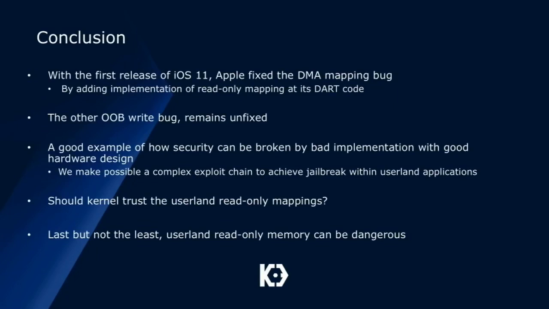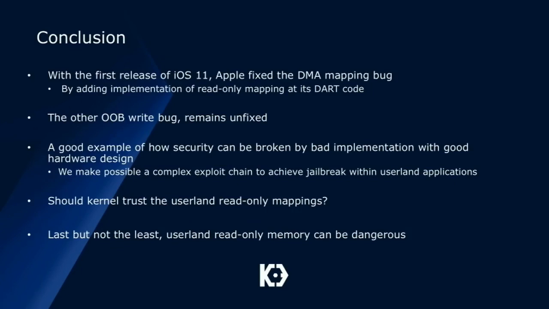So with the first release of iOS 11, Apple actually fixed the first bug, which is the DMA mapping bug. And it is actually fixed by adding the implementation of the read-only mapping at its start code. However, the other OOB write bug remains unfixed up till now. And this is a very good example of how security can be broken by very bad implementation, even with very good hardware design. And it makes possible a very complex exploit chain to achieve the jailbreak within the userland applications.